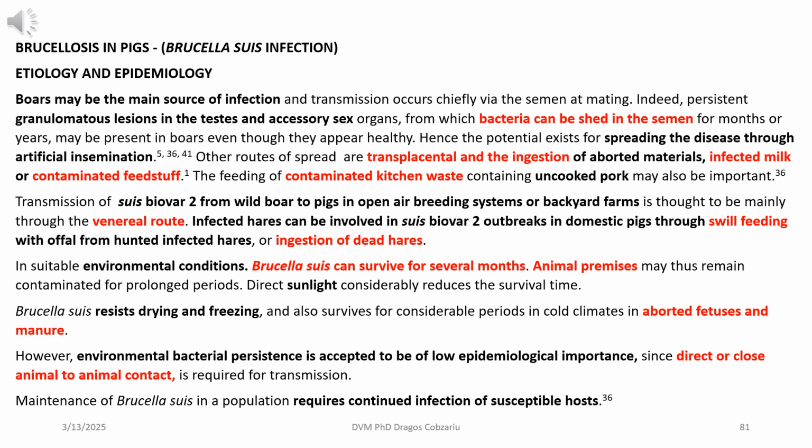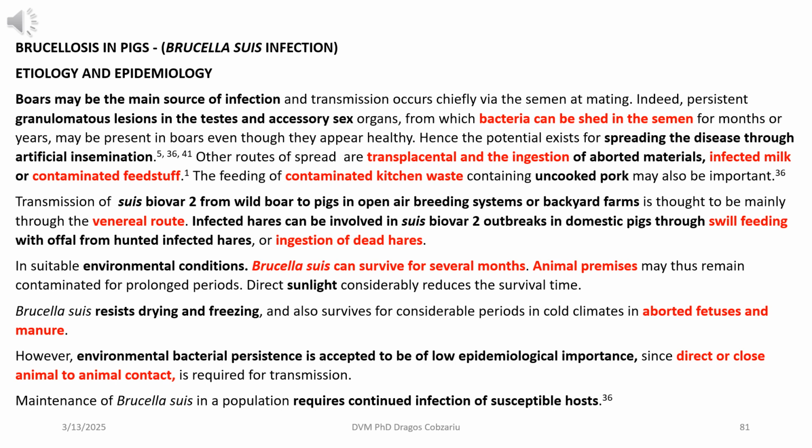The feeding of contaminated kitchen waste, containing uncooked pork, may also be important. Transmission of suis biovar 2 from wild boar to pigs in open-air breeding systems or backyard farms is thought to be mainly through the venereal route. Infected hares can be involved in suis biovar 2 outbreaks in domestic pigs through swill feeding with offal from hunted infected hares or ingestion of dead hares.